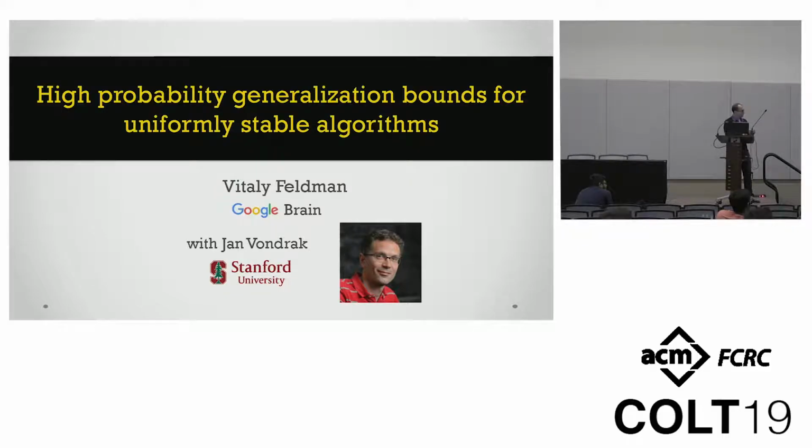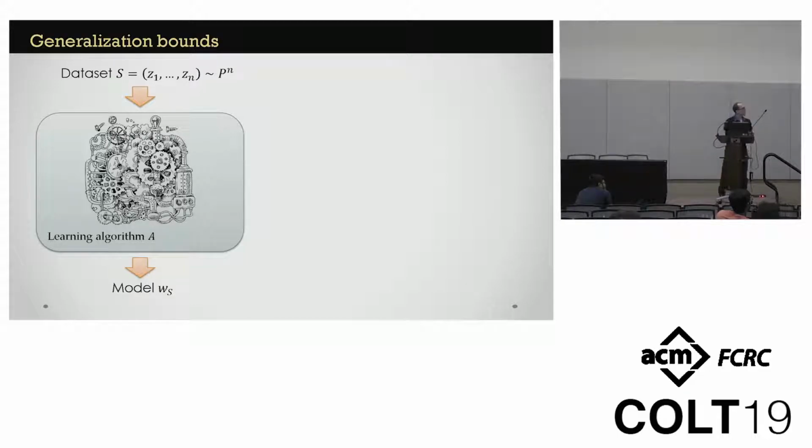And for this purpose, let me define the following general setting. We'll have a learning algorithm, which gets as an input a data set S, which consists of n points drawn IID from some distribution P, and outputs some model, which depends on the data set, which we'll denote by W_S. And we'll also have a loss function, which for any model W and point Z in the domain will give the value of the loss.